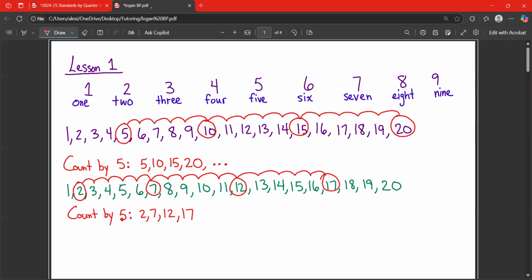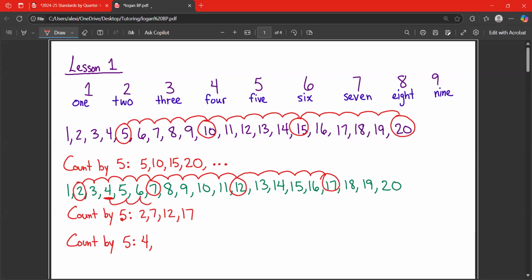What if I wanted to start, I don't know, at 4? So now I'm just going to write count by 5. I'm not going to rewrite my numbers again because they're above me, okay? So I have 4. I'm going to underline it. 4, then I count 5.